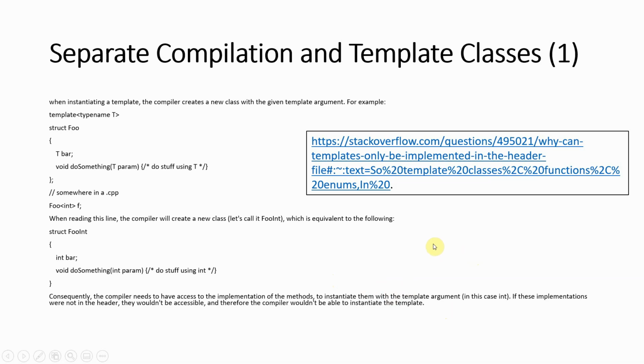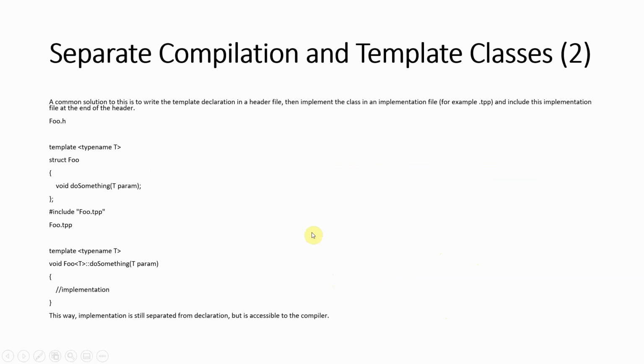Okay, so there are a couple of workarounds for this. A common solution is to write the template declaration in a header file, then implement the class in an implementation file. It can be, for example, a TPP file, and include this implementation file at the end of the header. So basically we let the compiler know that the implementation is going to be in this file.